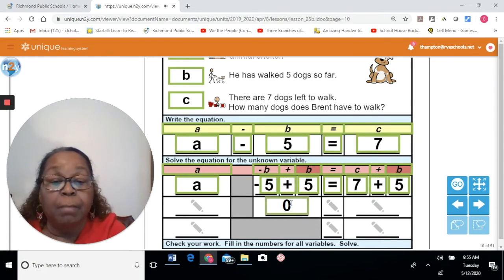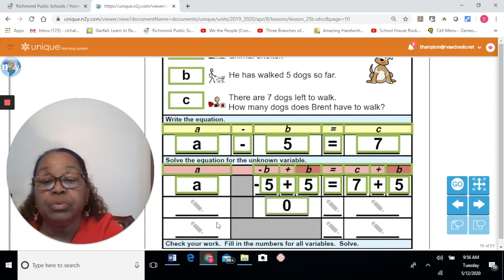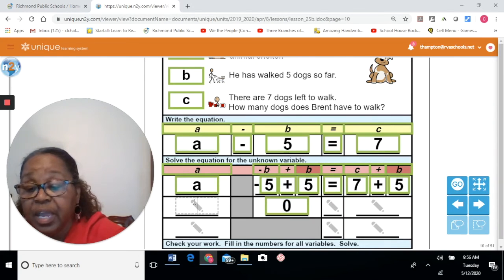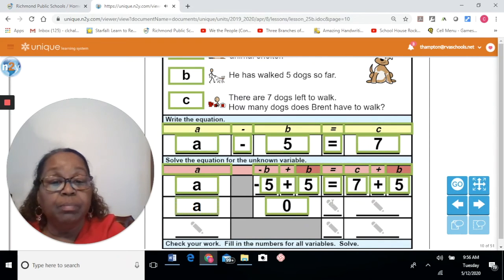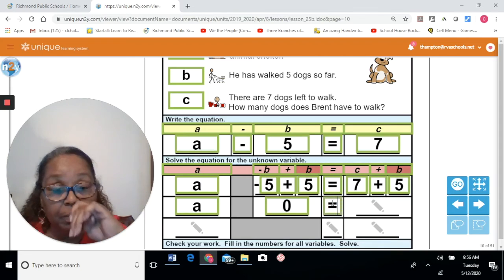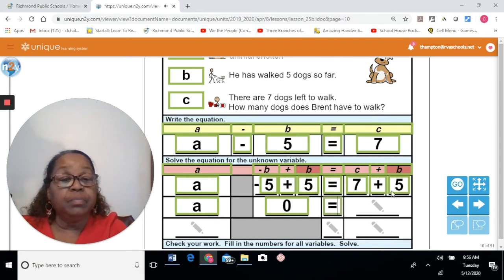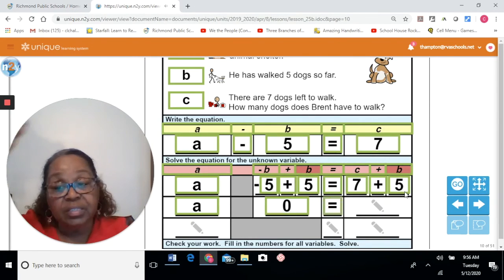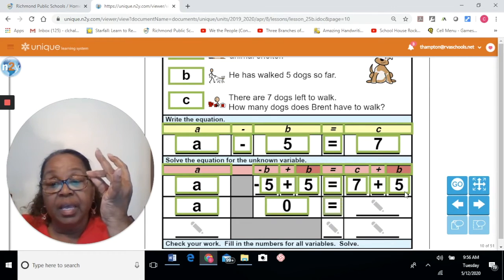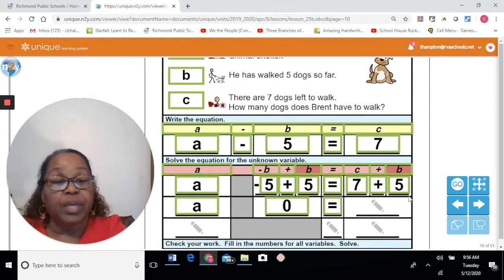5, a minus 5 and a plus 5 will equal 0. We still have our A. And bring down our equal sign. And then 7 plus 5. So I'm going to put that 7 in my head. 7, 8, 9, 10, 11, 12. So that'll be 12.